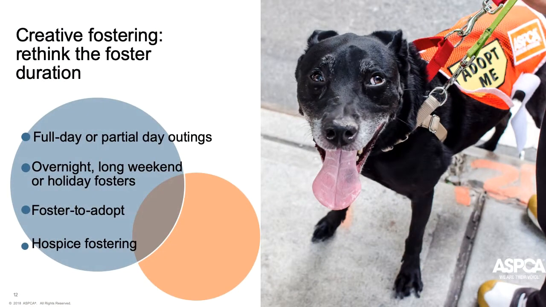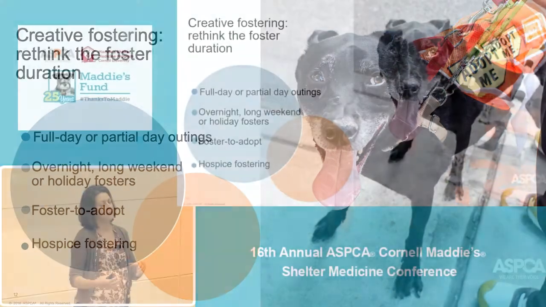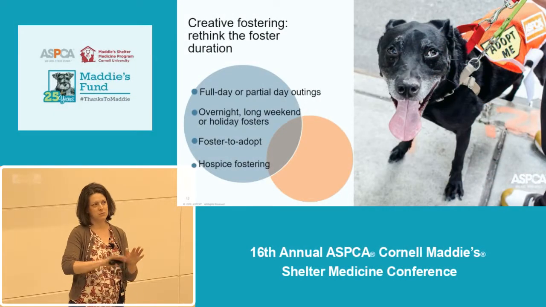Our next bucket was rethinking the foster duration, which I think can go on either side of the spectrum. Again, when I think foster care in a traditional way, I'm putting my underage, well, I practice in New England, so there weren't a lot of puppies, so my underage kitten in foster until they're of an adoptable age, or my cat that's recovering from orthopedic surgery for a month or two, or my cat that's recovering from URI for a couple weeks. So you're in that 1 to 2 month duration. You're in this sort of middle of the road duration. But let's think shorter or longer.